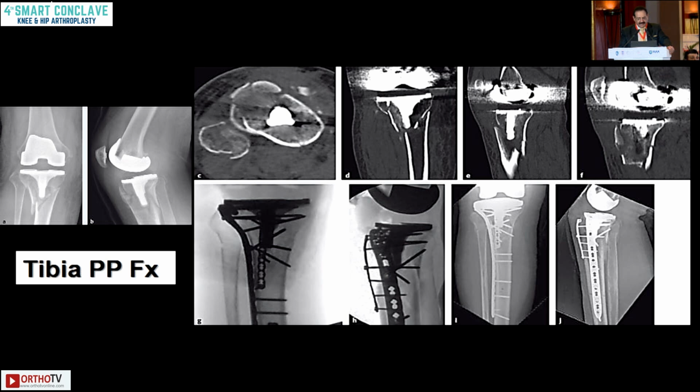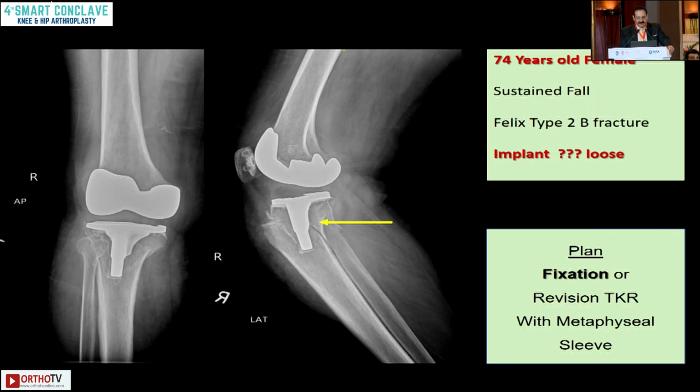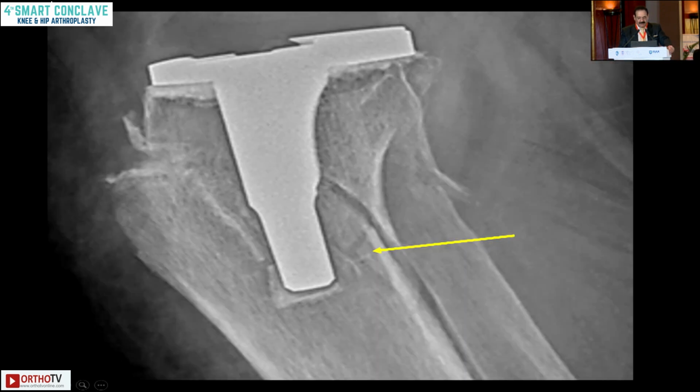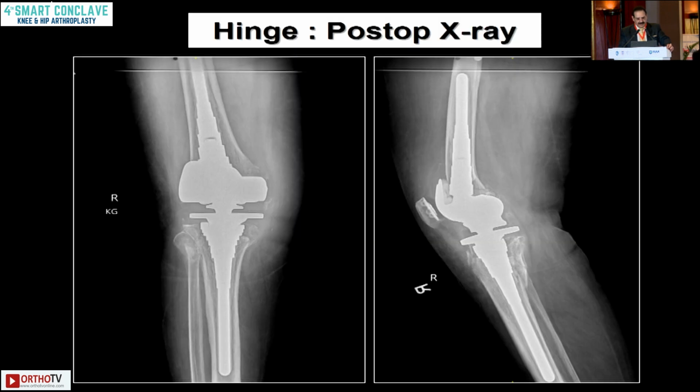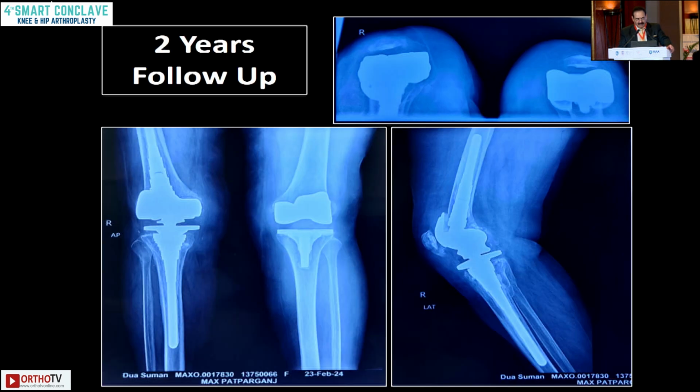This is from literature. Another patient, 74-year-old female, implant was suspected to be loose. There was comminution. We went ahead with both plannings of fixation as well as replacement, and it was comminuted intraoperatively. We landed up putting a hinge in this case, and the patient did well. This is 2 years follow-up. Later on, the patient again had a fall and had a patellar fracture.